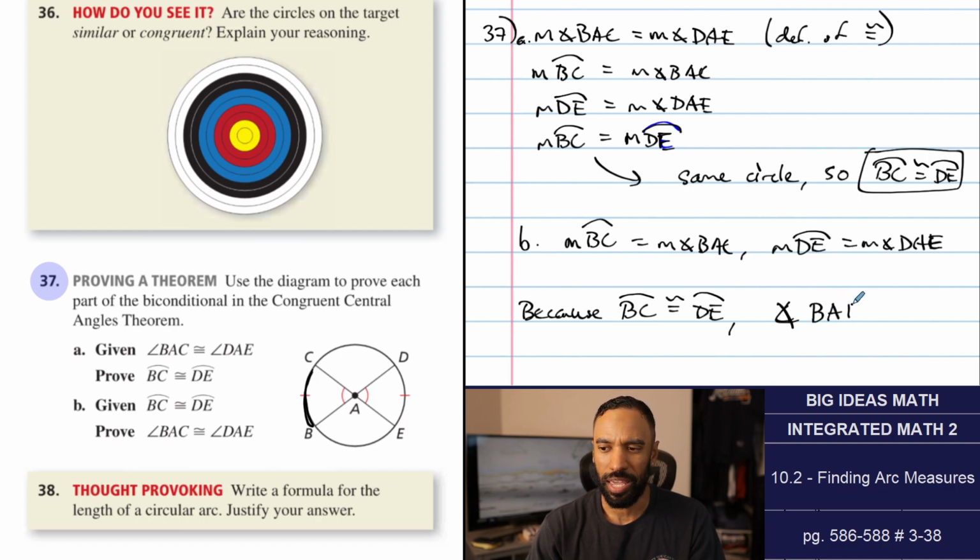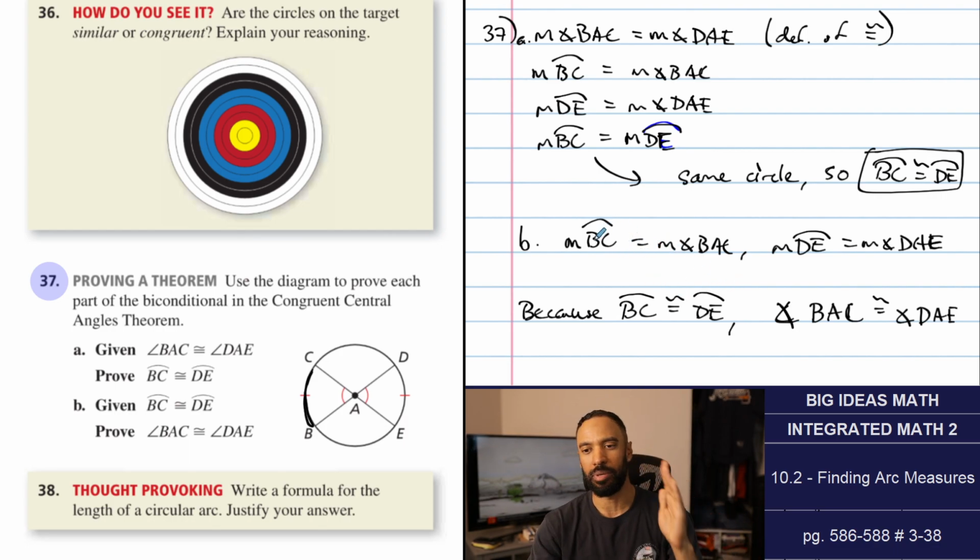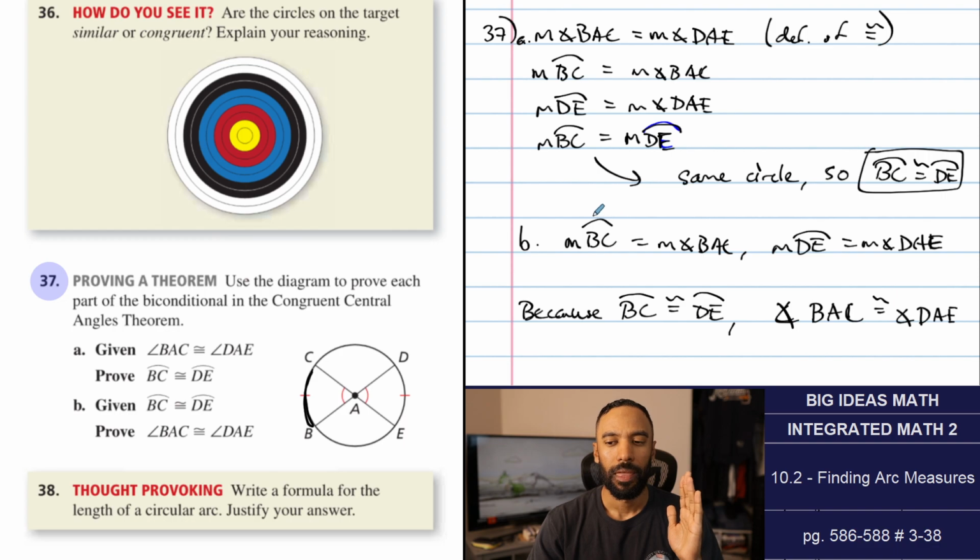BAE, was it BAE or BAC? It was BAC is congruent to angle DAE. I think I'm missing some steps right there, just basically the transitive property stuff, but because the arcs are equal, because the measures are equal, congruent arcs means congruent angle measures. That's kind of what I wanted to get into there.